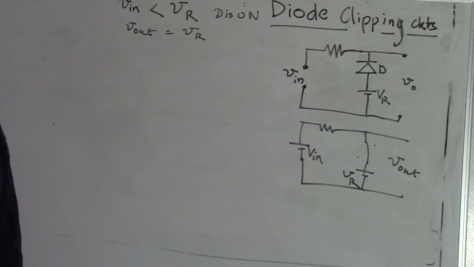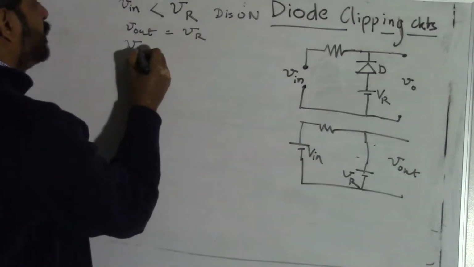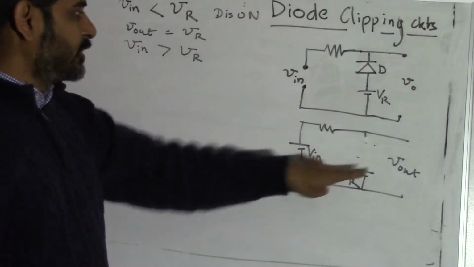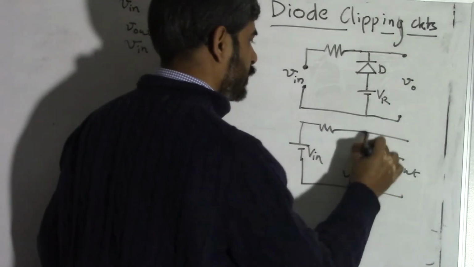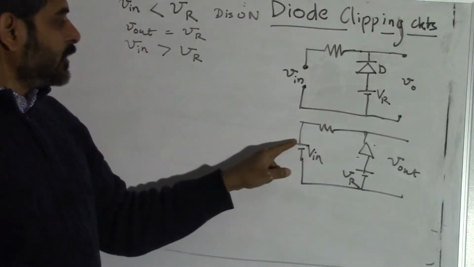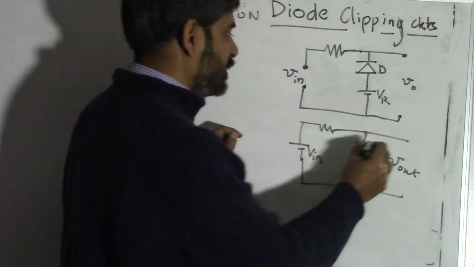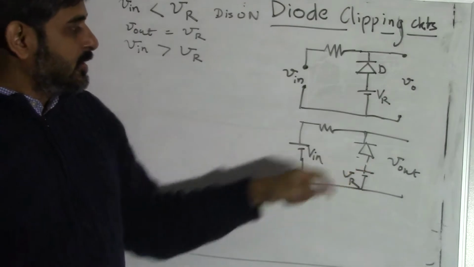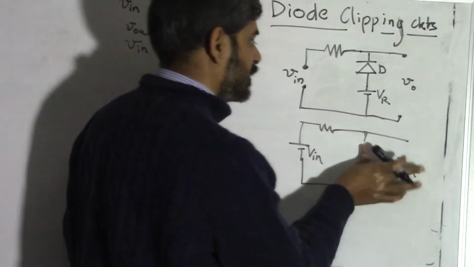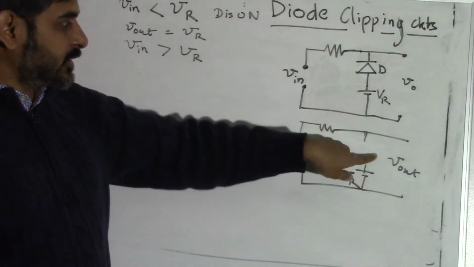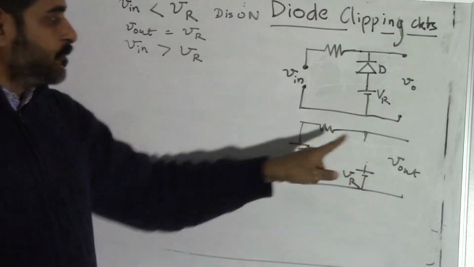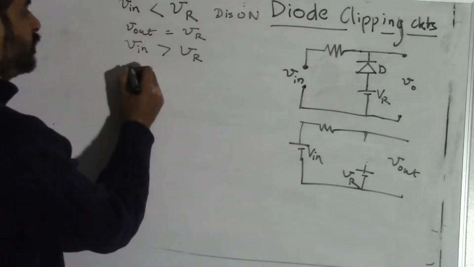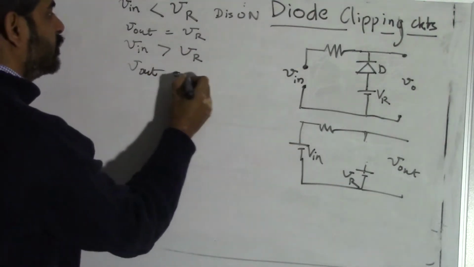And the second one: what happens if V in is greater than VR? We have this diode here, and V in is greater, that means this edge of the diode is at higher potential and this edge is at lower potential. This is reverse biased, and in reverse bias this circuit is cut off, and we have V out following V in. V out is equal to V in.